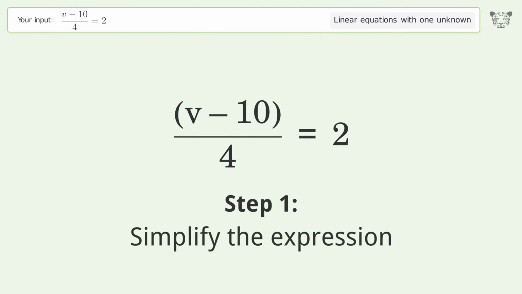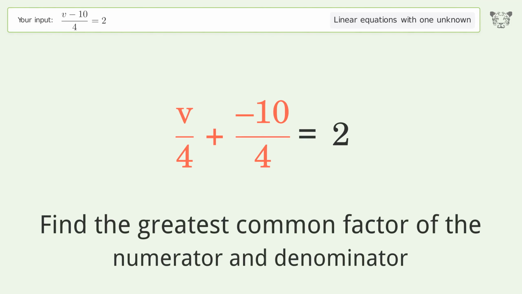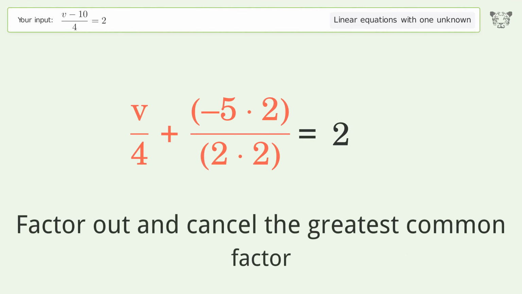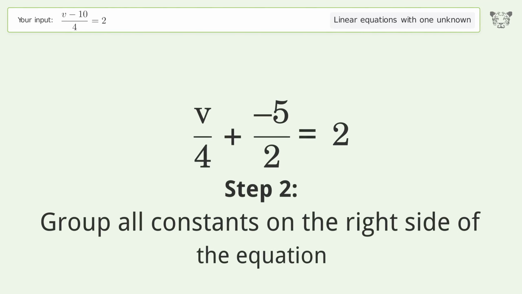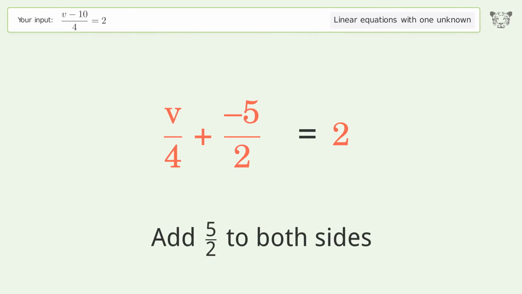Simplify the expression. Break up the fraction. Find the greatest common factor of the numerator and denominator. Factor out and cancel the greatest common factor. Group all constants on the right side of the equation. Add 5/2 to both sides.